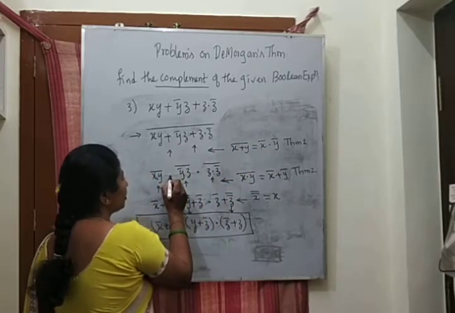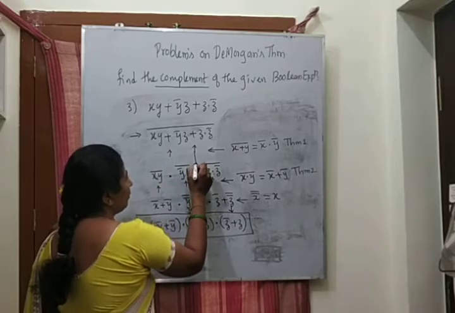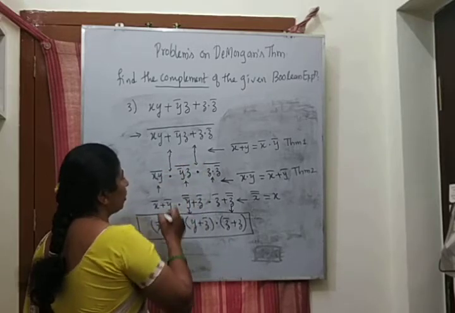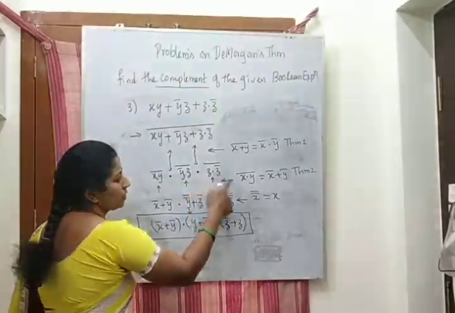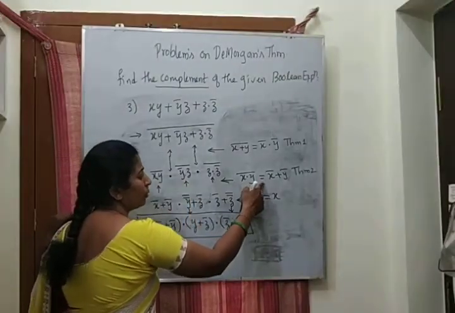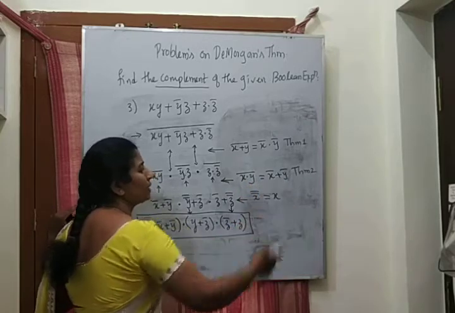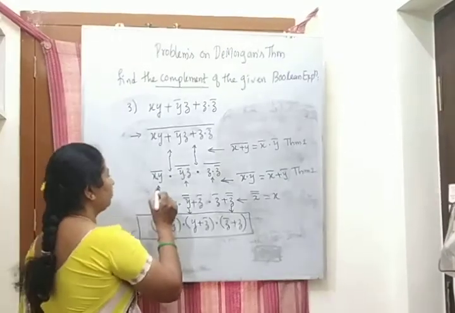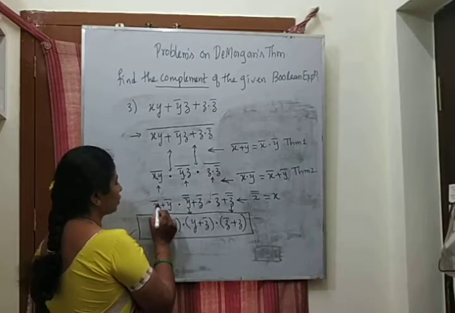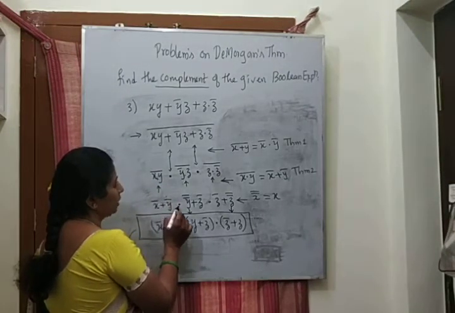This plus gets changed to what? Here we have got a dot. Then again apply for the terms. X into y whole complement can be written as x complement plus y complement according to theorem number 2. According to theorem number 2, we can split this one as x complement plus y complement dot.